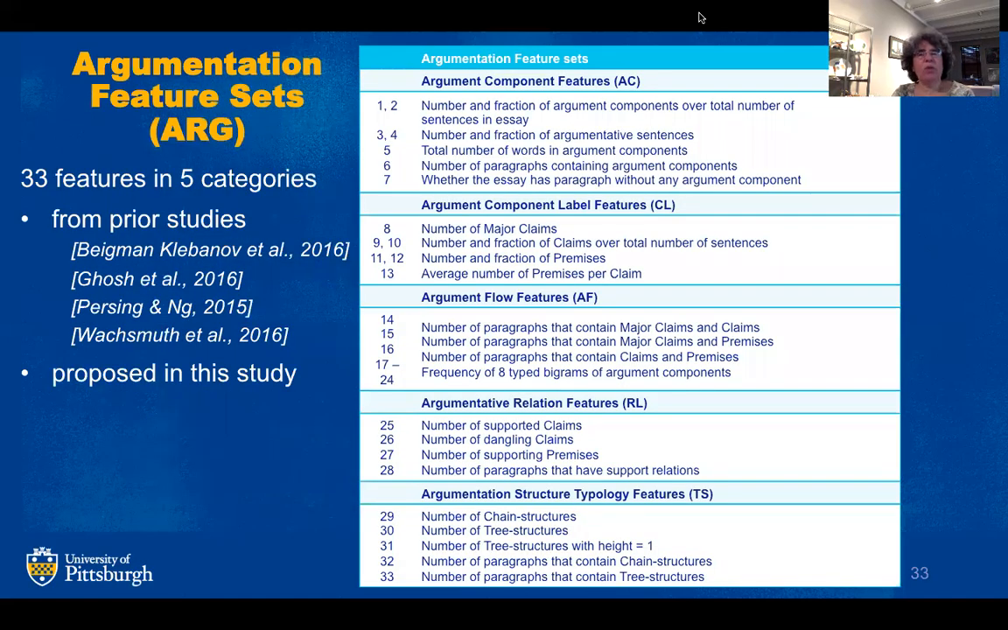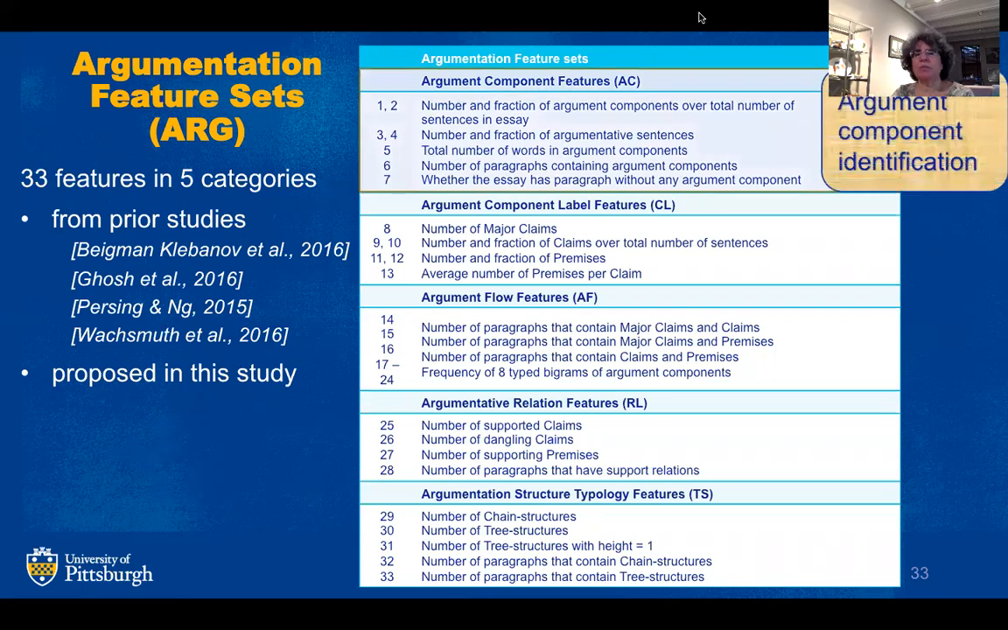What we were proposing, however, to enhance these baselines was a set of discourse features that were extracted from the global discourse structure after argument mining. Overall, we had 33 features. They were based both on prior studies and our own work. And it's not important to look at the 33 in detail, but just to recognize that they come from the output of each of the 3 subtasks in the argument mining pipeline.